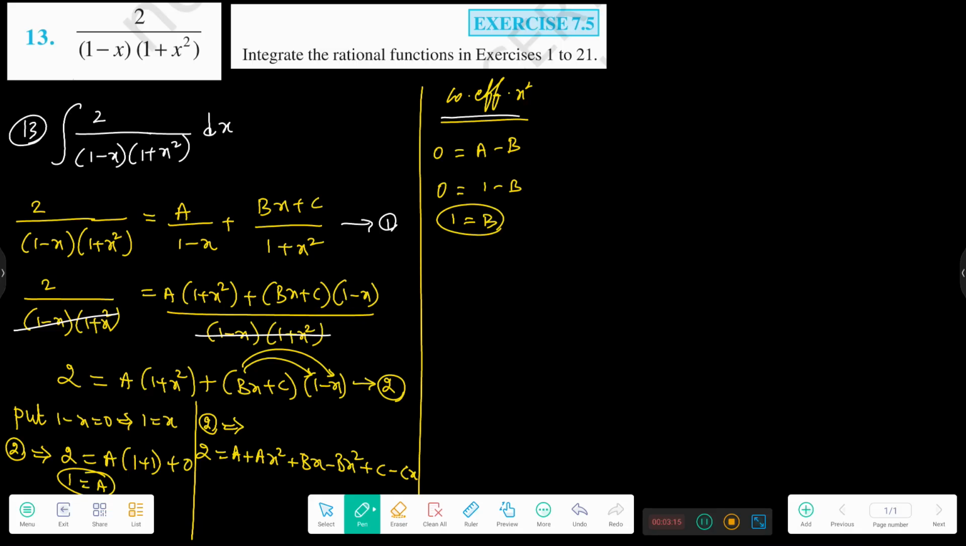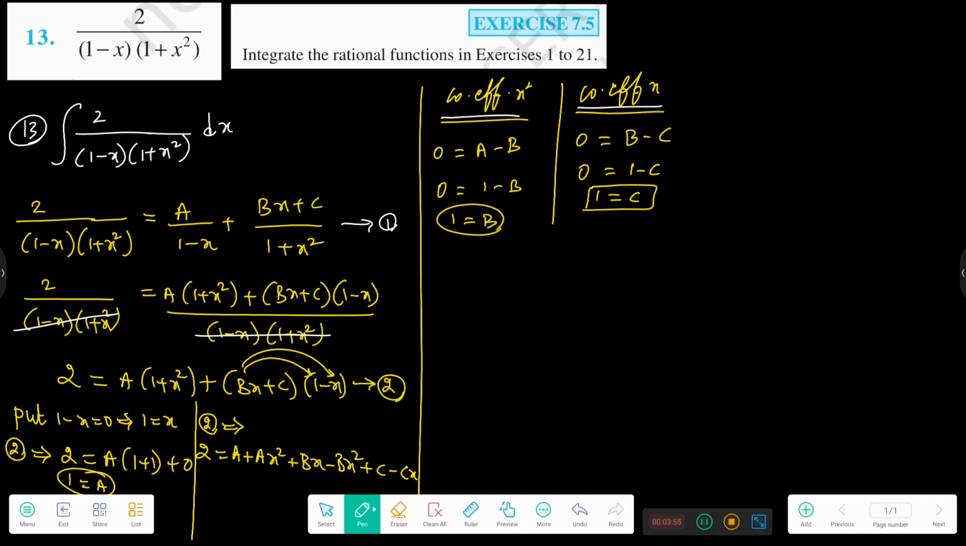Next when I am equating coefficient of x, what am I getting? Left hand side no x term, so 0. Right hand side x term b is there and minus c is there. Coefficient of x, whatever is multiplying x, that you have to take. So b minus c. So that b minus c is the required. Understand? b minus c. Now b value we know 1, so 0 is equal to 1 minus c, 1 equal to c. Again c also 1. A is 1, B is 1, C also 1. Everything became 1 here.